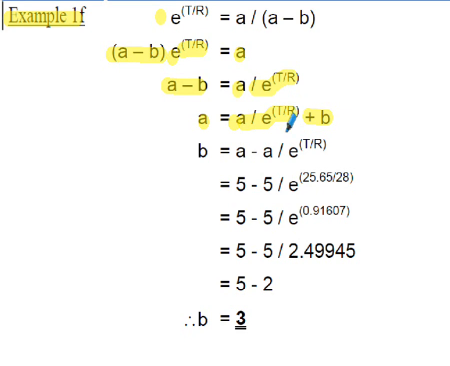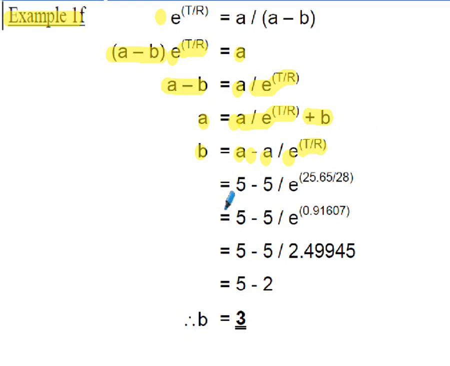On the next line what I've done is actually taken away from both sides the a divided by e to the power of t divided by r, but I've turned the equation around here to get the b as a subject on the left hand side. So b in this case is equal to a, take away a divided by e to the power of t divided by r. I'll give you a moment just to think that step through for yourselves.